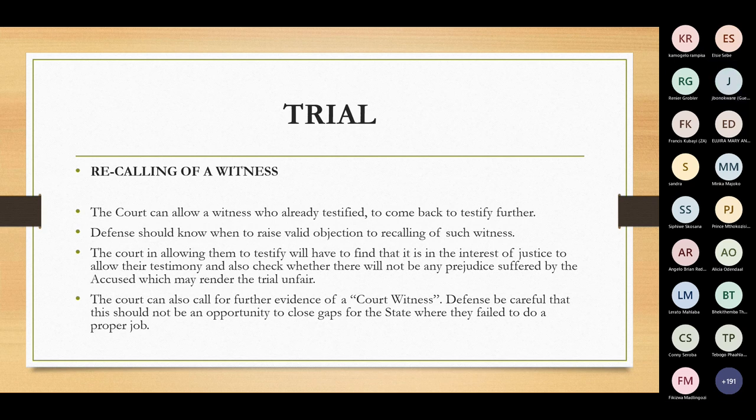And also check whether there will not be any prejudice that is suffered by the accused or the state witnesses when this person is recalled, and this may possibly end up with the trial being rendered unfair. So the court can also call for further evidence from what the court itself may call a court witness. Defense, be careful that this should not be an opportunity to close gaps for the state where they have failed to do a proper job.